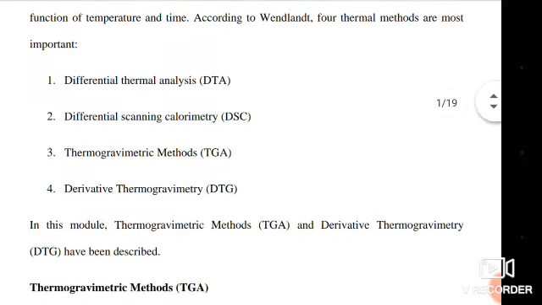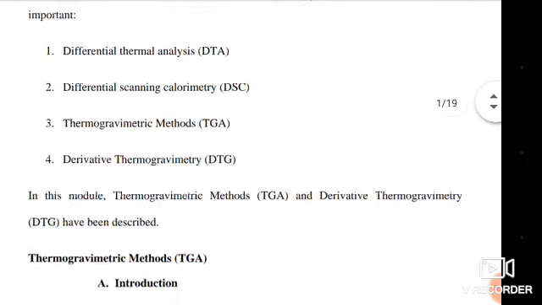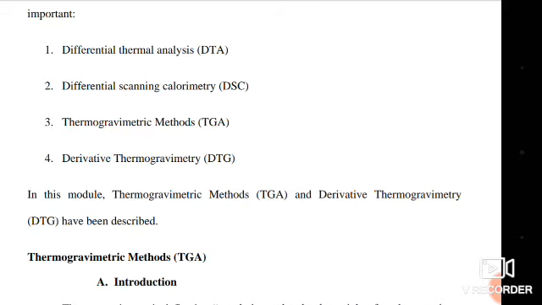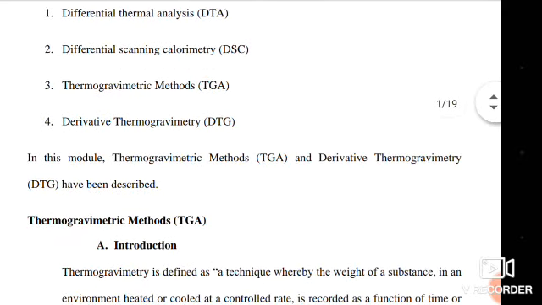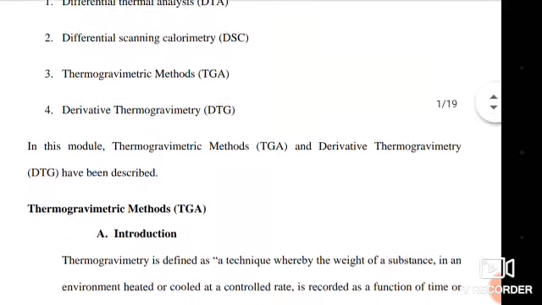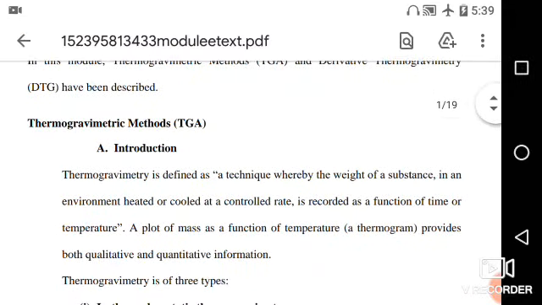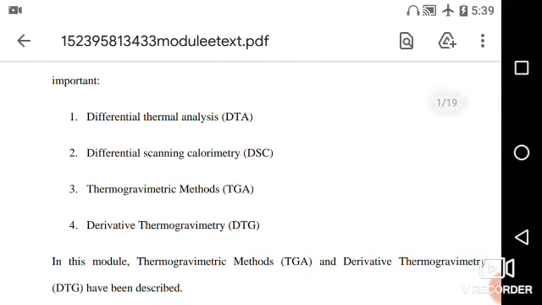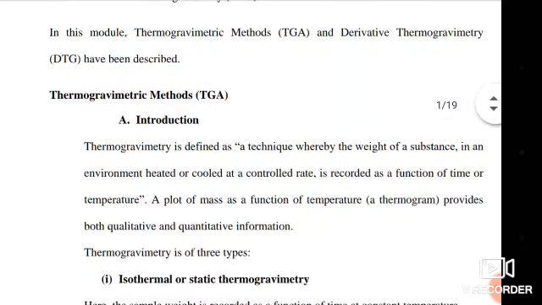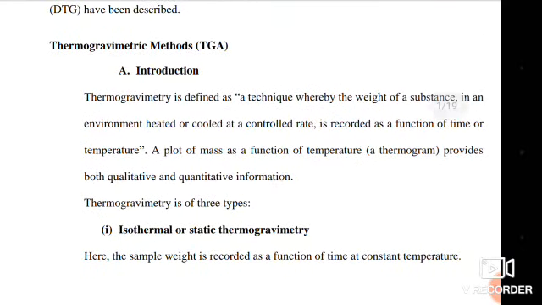First one is differential thermal analysis, DTA, the differential scanning calorimetry, DSC, thermogravimetric method, TGA, and derivative thermogravimetry, DTG. So in this module or in this chapter we are going to learn about the thermogravimetric methods as well as the differential thermal analysis. So let's start with the thermogravimetric method.